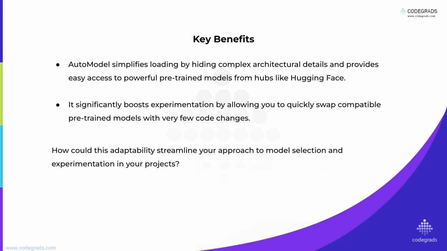Let's quickly recap the main advantages of Auto Model. First, it makes loading models incredibly simple. You don't need to be an expert on every model's internal details. Auto Model handles the complexity by giving you easy access to that huge library of models on the Hugging Face Hub. Secondly, it massively speeds up experimentation. Want to try a different model? Often you just need to change the model's name. This means you can test many what-if scenarios much faster.